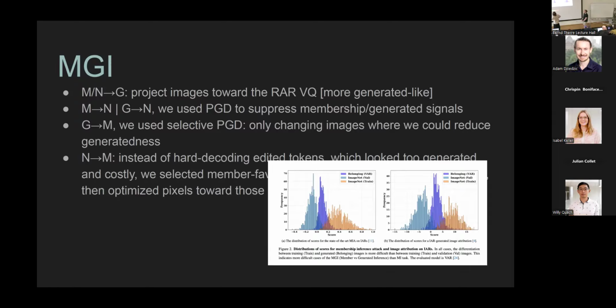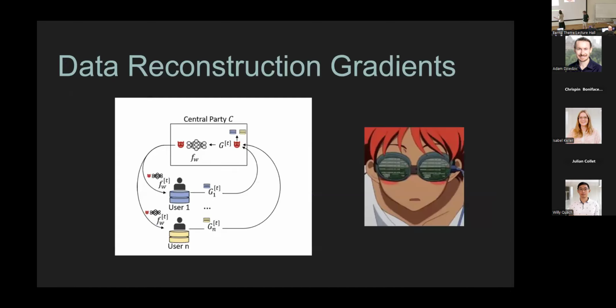So what we did for members and non-members to be classified as generated is that we use basically the RAR wiki. For members and non-members, and from generated to non-members, we use PGD to suppress the membership, and from generated to member we use stack to PGD, and from M to M, that was the most tricky one. It didn't work for us. Here was also the image from the paper with the distribution which we use.